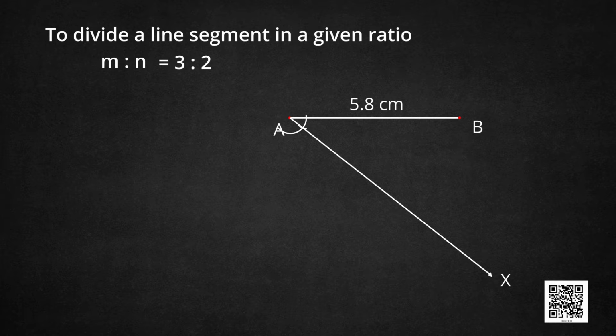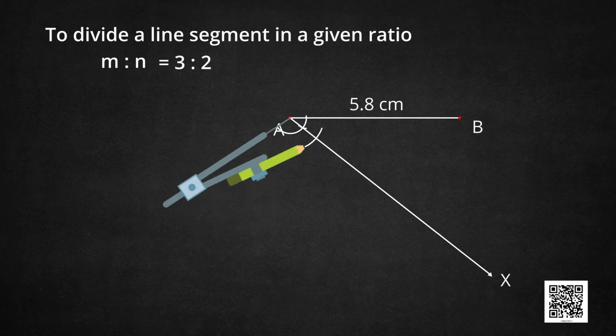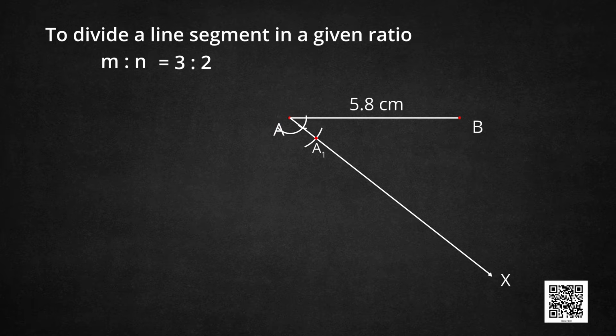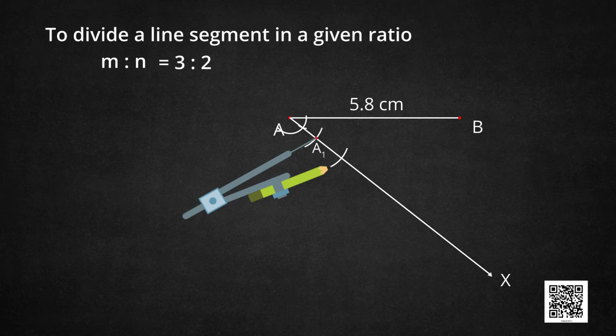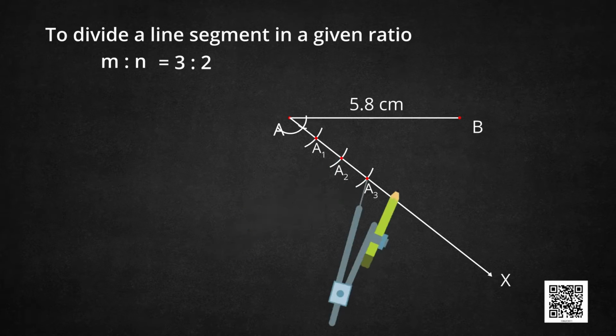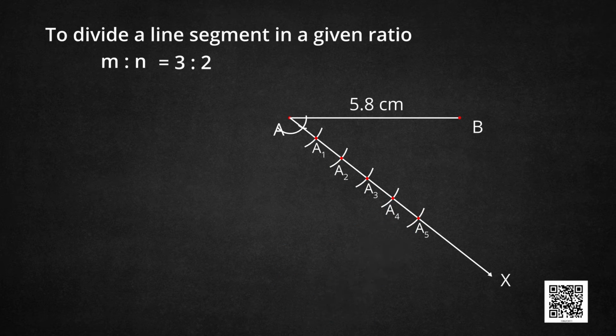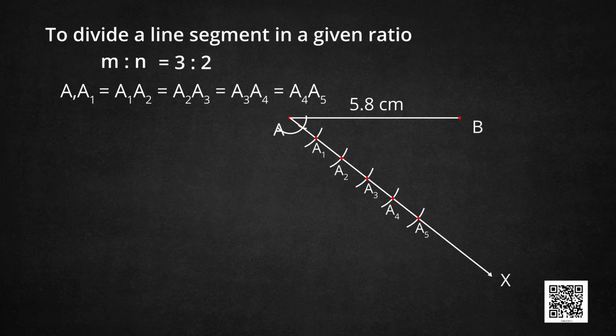Now with a convenient radius and keeping the tip of the compass at point A, draw an arc cutting ray AX at point A1. With the same radius and keeping the tip of the compass at A1, draw another arc cutting AX at A2. Similarly, we locate points A3, A4, A5 such that AA1 is equal to A1A2 is equal to A2A3 is equal to A3A4 is equal to A4A5. Join B with A5.